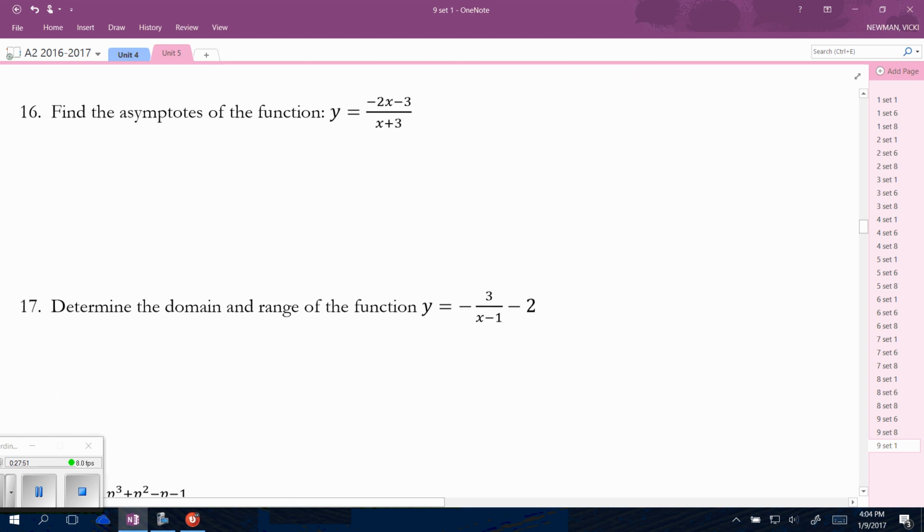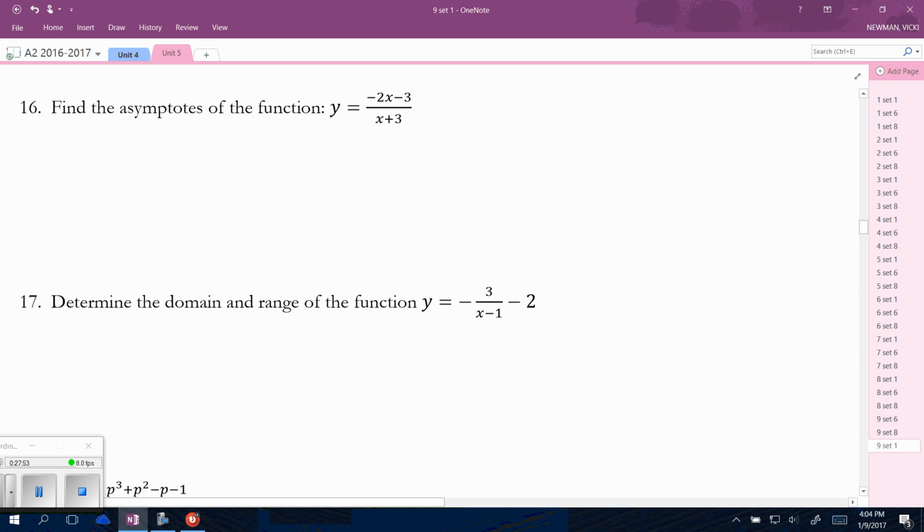16, find the asymptotes of the function. Your vertical asymptotes are what makes the bottom equal to 0, so that would be x equals -3. Your horizontal asymptote: take the highest power on the top and the highest power on the bottom. The ratio of their coefficients is the asymptote. So -2 over 1 is equal to -2. Those are your asymptotes.